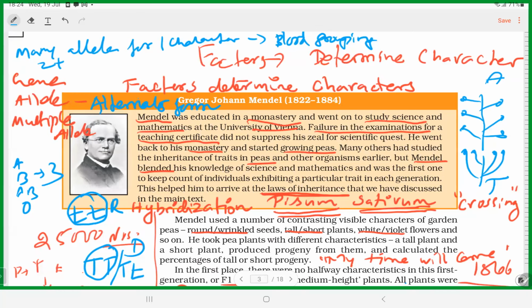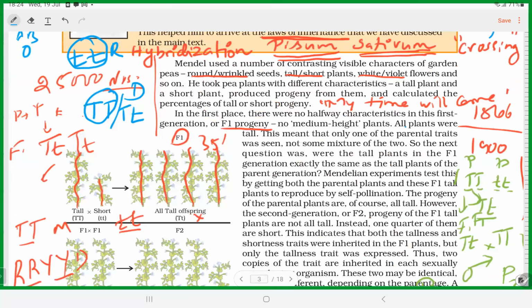Next, look into the image. Can you see? This is what type of plant? Axial or terminal? All are axial. Can you see? Along all the axis you can see the flower. Okay, that's why it is axial. If flower is only present at the end, then it is terminal. Okay, fine.